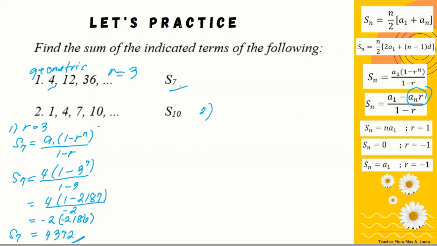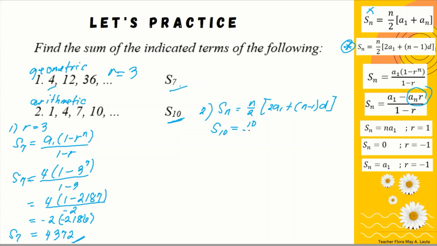So for number 2: 1, 4, 7, and 10, so we know that this is an arithmetic sequence, right? And we need to find the sum of the first 10 terms. So for this one, since we do not know the a sub n, or the last term, we cannot use the other formula, but we use this one. That is S sub n is equal to n over 2 times 2a sub 1 plus n minus 1 times d. Okay, and our n is 10.